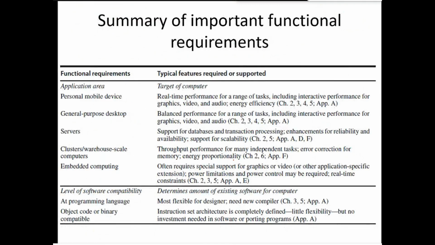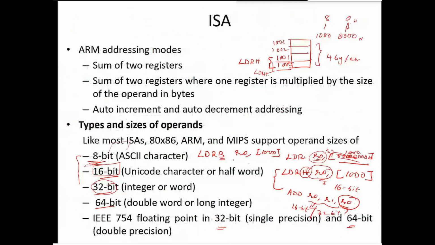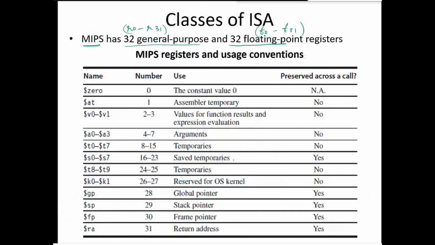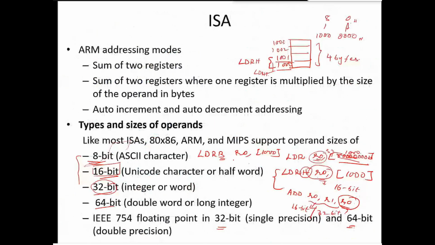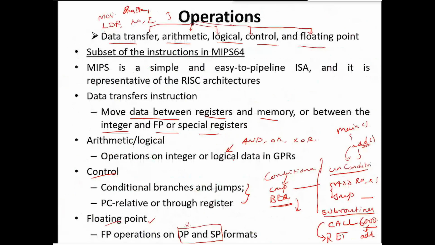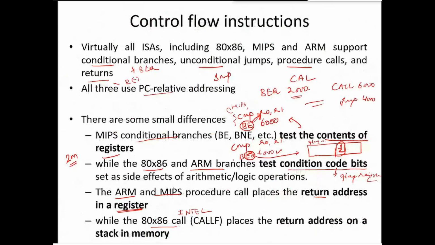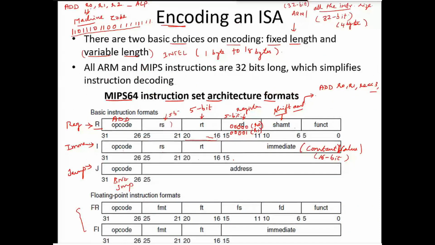Okay, so these are the base things with respect to the instruction set architectures. So I repeat, one is the classes of instruction set architecture. The next one is memory addressing, next addressing modes, and types and size of operands, the operations, and the control flow instructions, and finally encoding the ISA. So again, in 7 steps you may get it.